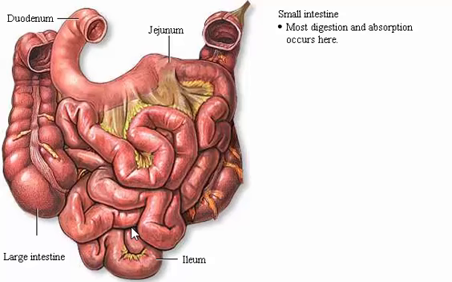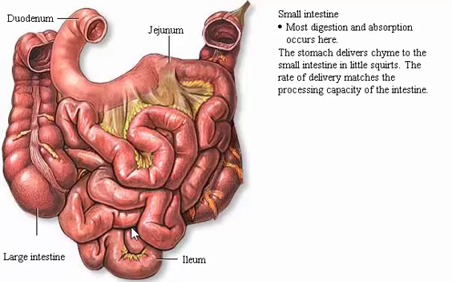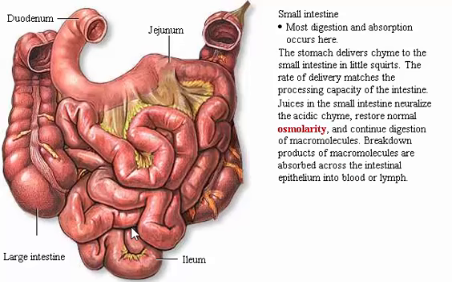Most digestion and absorption occur in the small intestine. The stomach delivers chyme to the small intestine in little squirts. The rate of delivery matches the processing capacity of the intestine. Juices in the small intestine neutralize the acidic chyme, restore normal osmolarity, and continue digestion of macromolecules. Breakdown products of macromolecules are absorbed across the intestinal epithelium into blood or lymph.